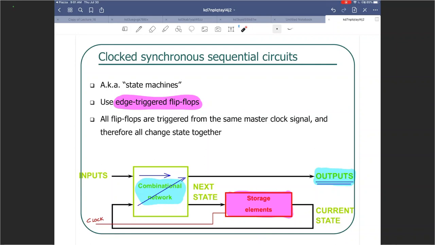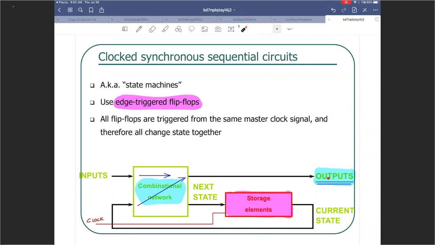So I am looking for some discussion on this, because this can be slightly confusing. So there are two things that are controlling the output, right? One is the current state of the flip-flops, and the other is the inputs. For a counter, we didn't have inputs. We just had the current state. But now I'm saying there are some inputs that go into a combinational network. The output of the combinational network is the outputs, or it could be the next state going into the inputs of the flip-flops.